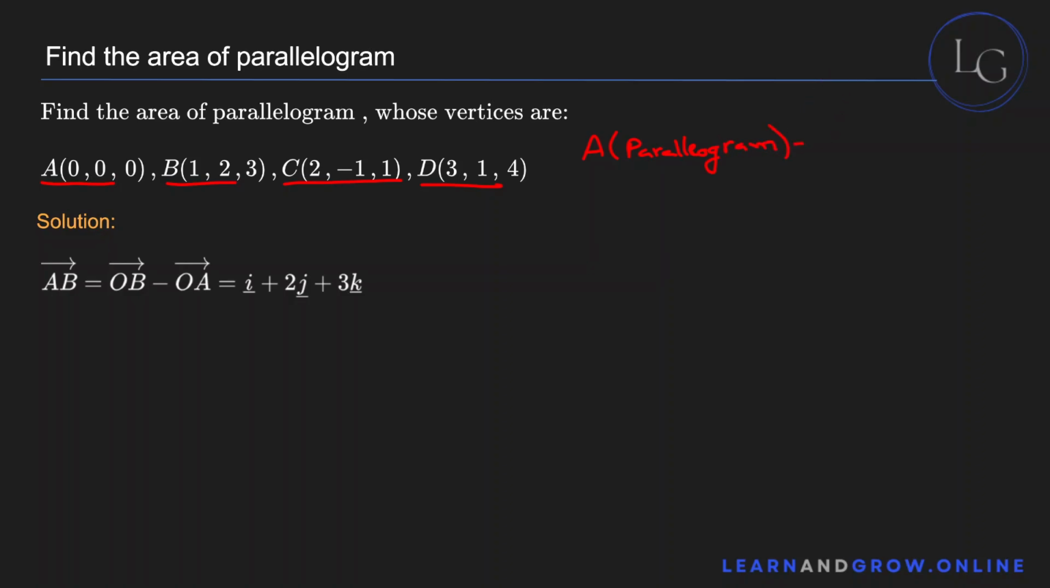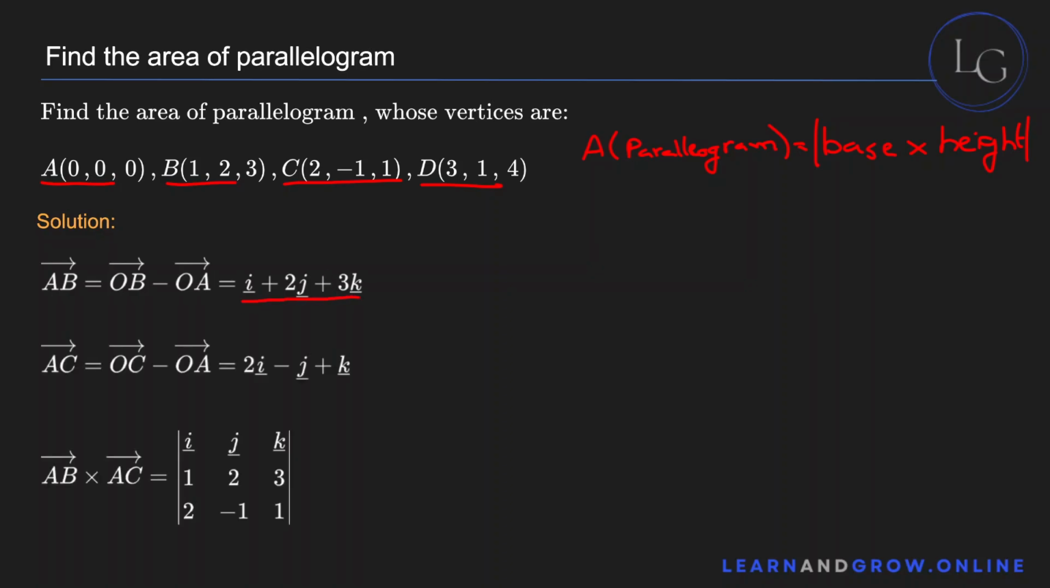is basically equal to the base cross product with the height. That's the magnitude of base cross height. So AB is equal to OB minus OA. Again, just basic vectors. And that gives you this. You find AC. Now you take the cross product of AB and AC, because that gives you the height.